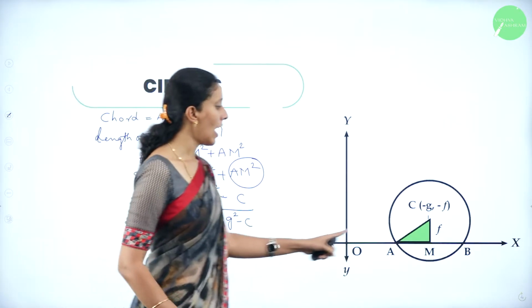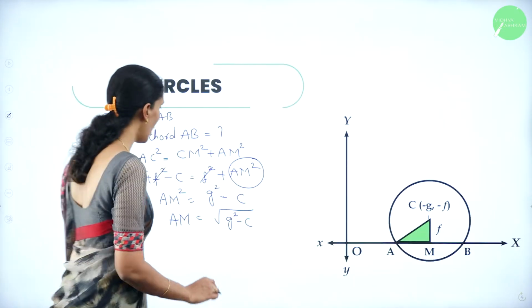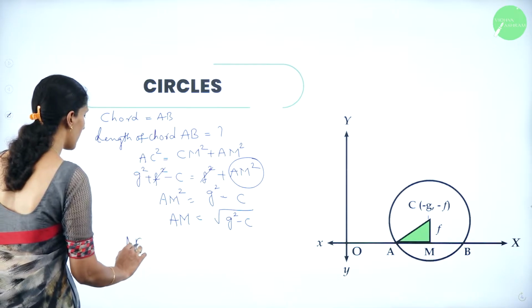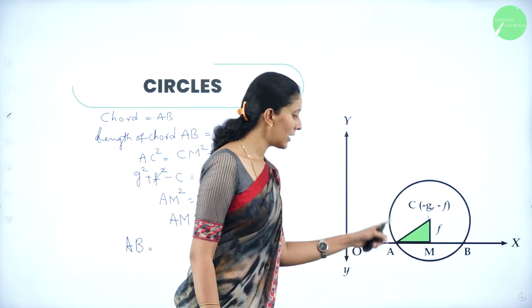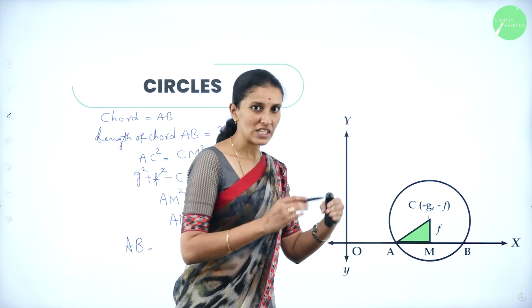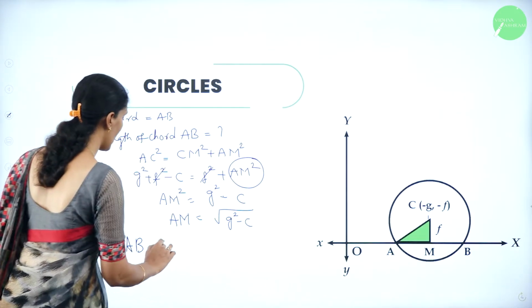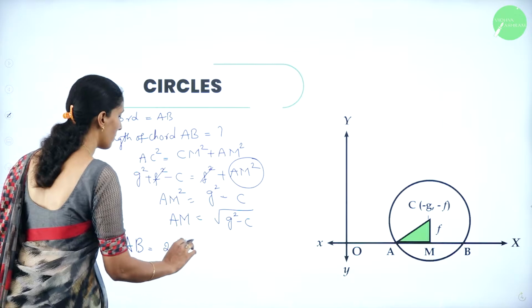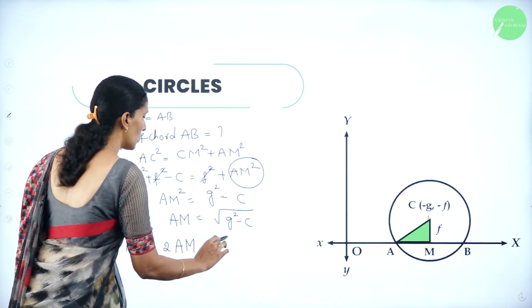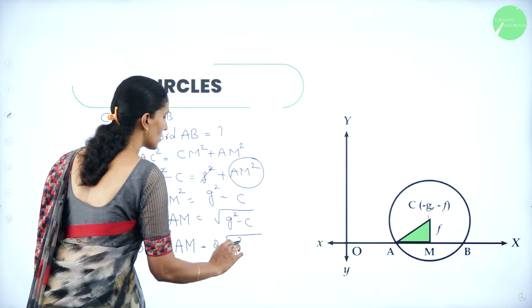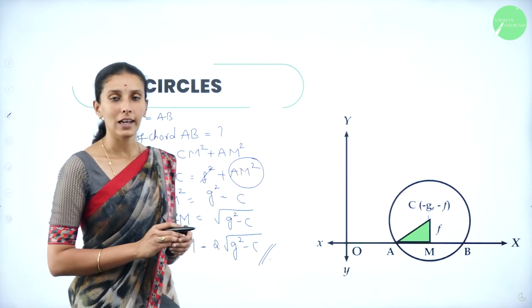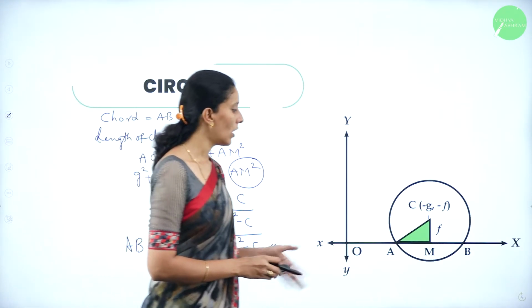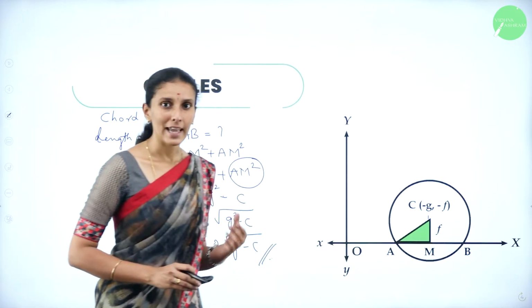Actually, AM is half of the length of the chord. So, to get AB, the length of the chord AB is nothing but AM plus MB, which is the same as 2 times AM. So this is 2 times square root of g square minus c. This is the expression for the length of the chord whenever the chord lies on the x-axis.